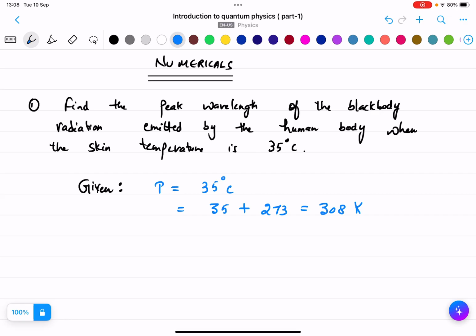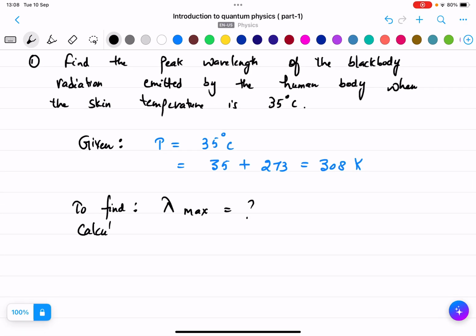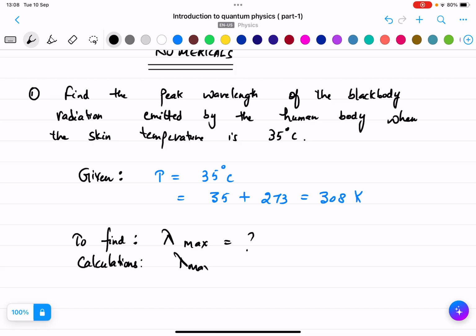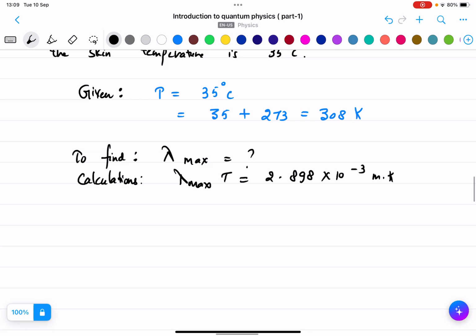Now what we need to find out? Peak wavelength, lambda max. So what formula will we use? I am writing the calculations now. The formula we have is lambda max T equals 2.898 into 10 to the power minus 3 meter Kelvin. So for lambda max, it will be 2.898 into 10 to the power minus 3 upon 308 Kelvin.